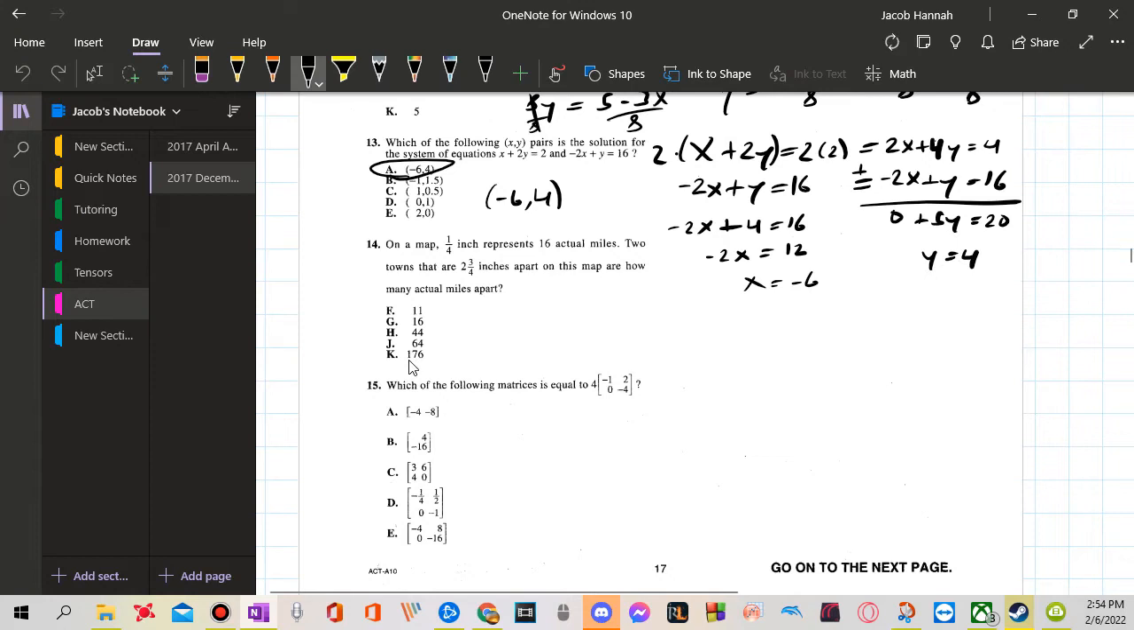So on a map, 1/4 inch represents 16 actual miles. So two towns that are 2 3/4 inches apart on this map are how many actual miles apart? How you do this, you take the total number of inches on the map that they give you, and you divide it by this conversion factor. So 1/4 is equal to 16 miles. So we want to find out how many 1/4 are in this 2 and 3/4 inches.